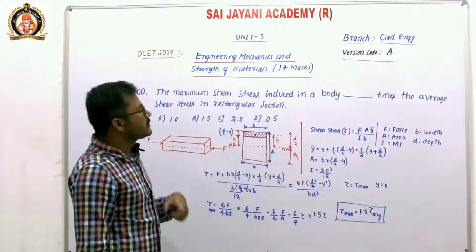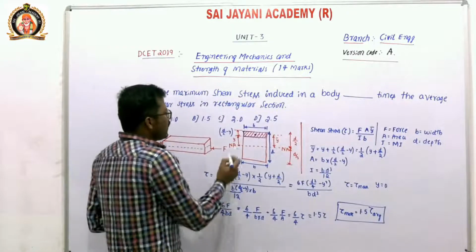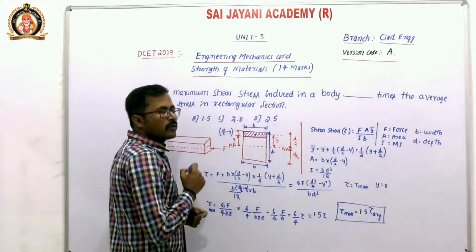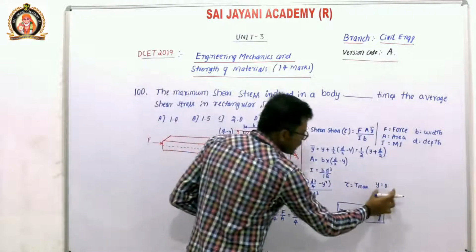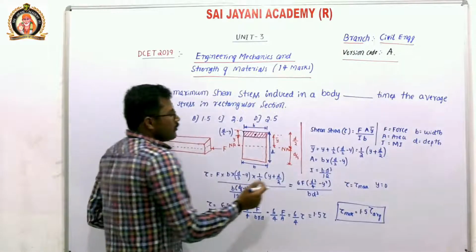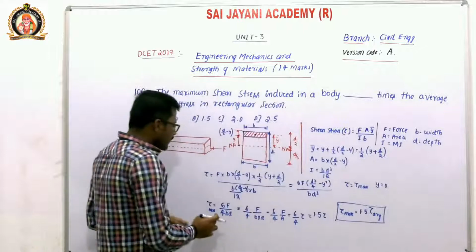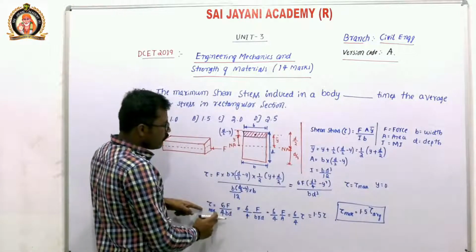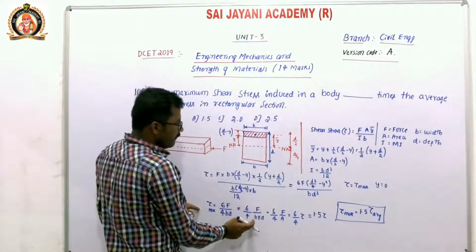The shear stress is maximum when y value is 0. So what is y? The distance between the neutral axis and the outermost fiber of the small elemental component. So if y is 0, then shear stress becomes maximum. Then put the value of 0 in place of y. We will get tau, which becomes tau maximum, equal to 6 F by 4 times B into d, that is 6 by 4 F by B into d.